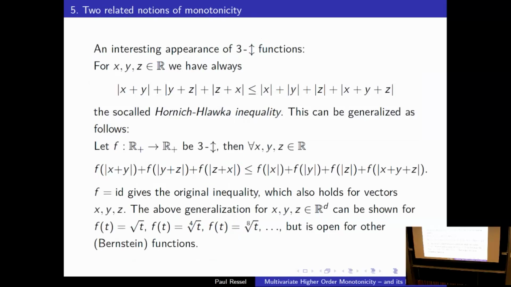If you have any three numbers x, y, z, then the absolute value of x plus y, plus the absolute value of y plus z, plus the absolute value of z plus x, is less or equal always than the sum of the absolute values of these three and the absolute value of the sum of the three. And this can be generalized.